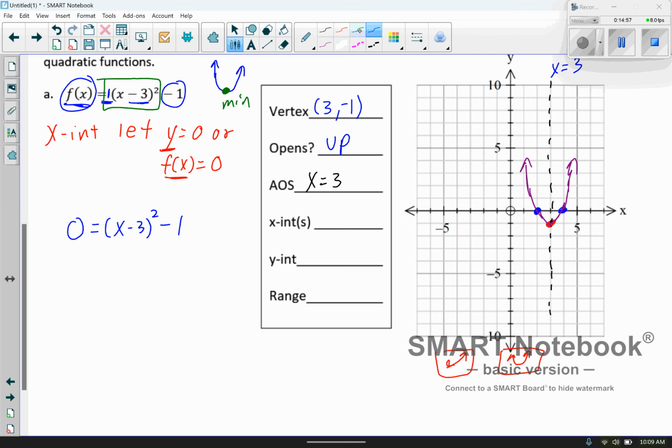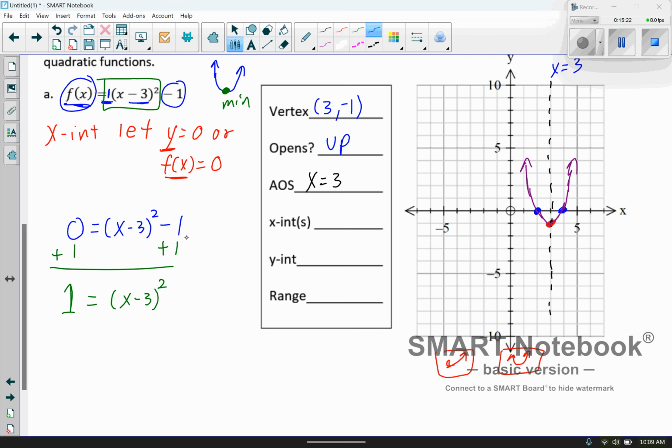And then this actually goes back to our first unit. You have to solve this by using the square root property. So first you have to isolate the squared quantity. I'm going to add 1 to both sides to get started. So now I have 1 equals x minus 3 squared. Now the square root property, let me refresh y'all on that.